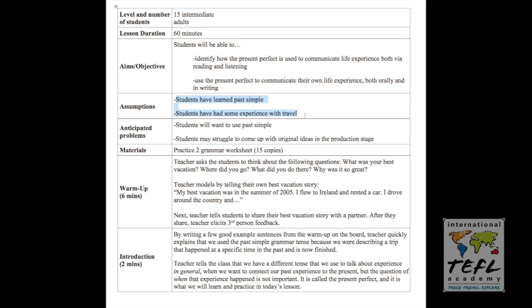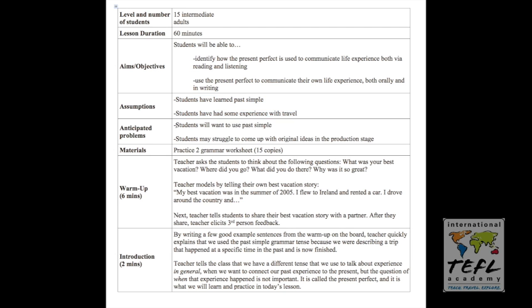We have a couple of assumptions here. First one is that students have learned the past simple. I think that's really important. You wouldn't want to teach the present perfect before the students were comfortable with the past simple, and so we have that assumption. We also assume that these are adults. They've had some travel experience in the past because that's going to be the content for some of their speaking and writing.